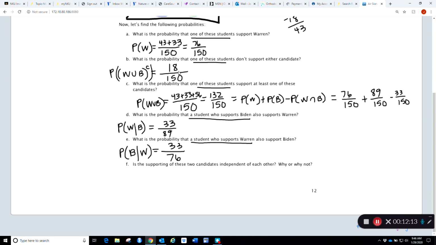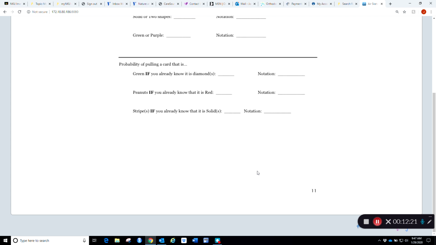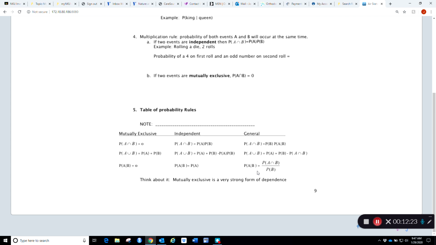All right, finally for Part F, we want to see if supporting of these two candidates is independent of each other, why or why not. Now when we're talking about independence, what we can do is go back to this pretty little table that we had, and there's an independent column. What this means is if two events are independent, this will be true, and this will be true. So if I just pick one of these rules, if these two things equal each other, then they are independent. If they do not equal each other, then they are not independent.